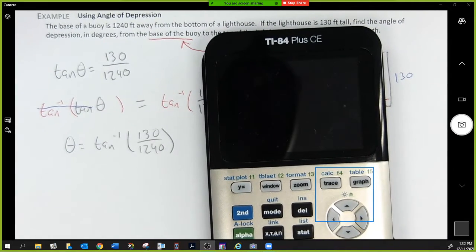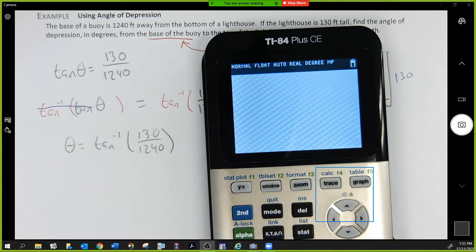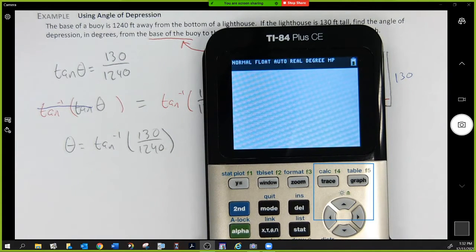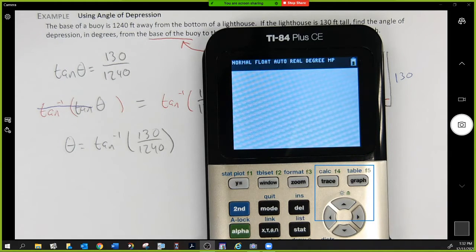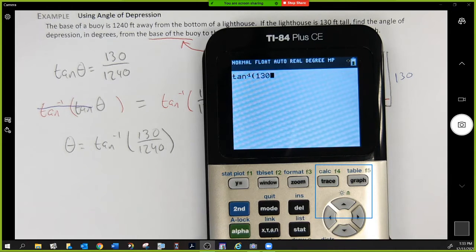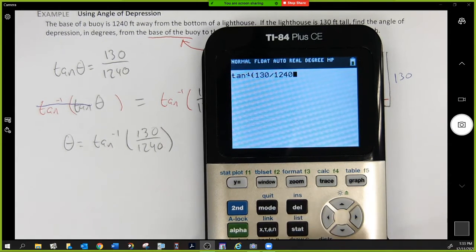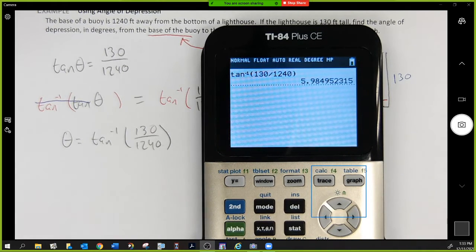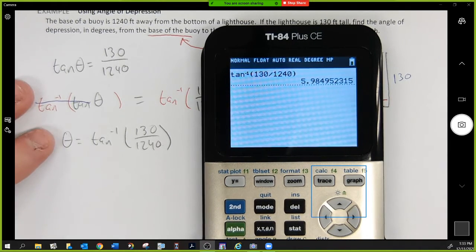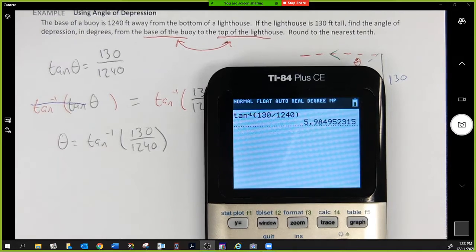Bring in Dr. T.I. Ta-da! Okay, I am in degree mode, which you can see right there at the top of the calculator. So we're just going to do tangent inverse of 130 divided by 1240. Close your parentheses, be a good mathematician. Enter. Pow! It says to round to the nearest tenth.